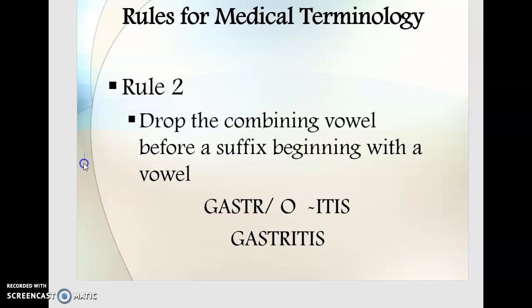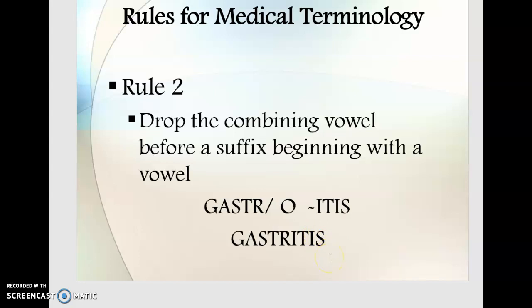Rule number 2. Rule number 2 is drop the combining vowel before a suffix that begins with a vowel. So when we look at that, if we have a suffix that begins with a vowel, we're going to drop that O. Remember, the combining O is only used for ease of pronunciation. If we already have a vowel here, it's going to be easier for us to pronounce. So as you can see in the word, we've dropped that combining vowel and our medical term now is gastritis.